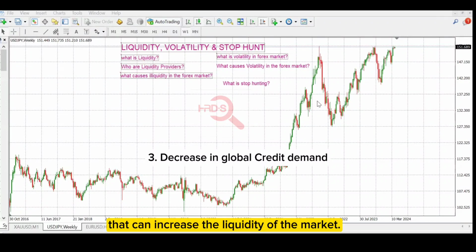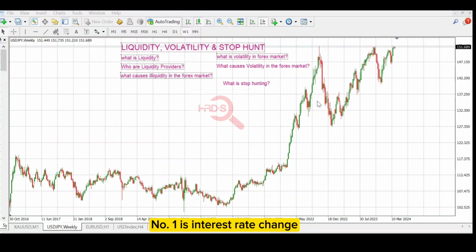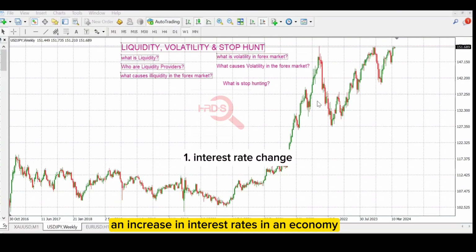So what of volatility? What are the things that can affect or cause volatility in the forex market? Number one is interest rate change. Any change in the interest rates affects the forex market volatility. An increase in interest rates in an economy will mean that what? Investors are going to cut back on their spending. Hence, the domestic currency price would substantially drop, causing high volatility in the forex markets.